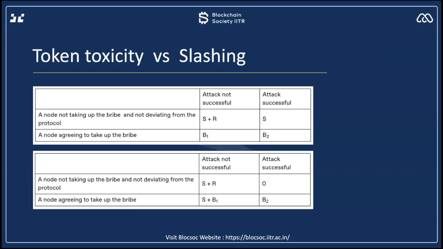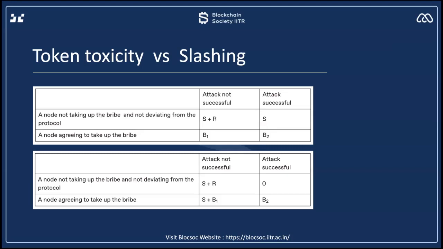Now, in case that you do take a bribe and the attack is not successful, then you still get the bribe B1 because that was promised to you. But your stake is not taken away from you. So you still have assets S plus B1. And in case the attack is successful, then you get the bribe B2, right? So in this case, B2 must be greater than 0 and B1 must be greater than R, for you to be incentivized to actually do this attack.